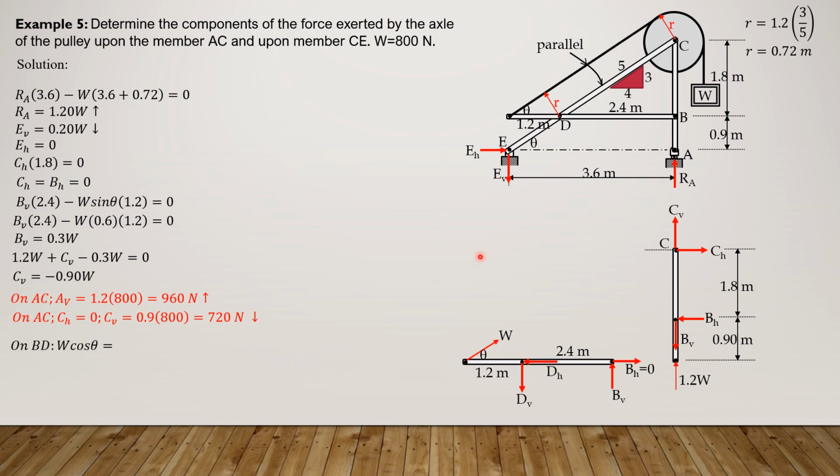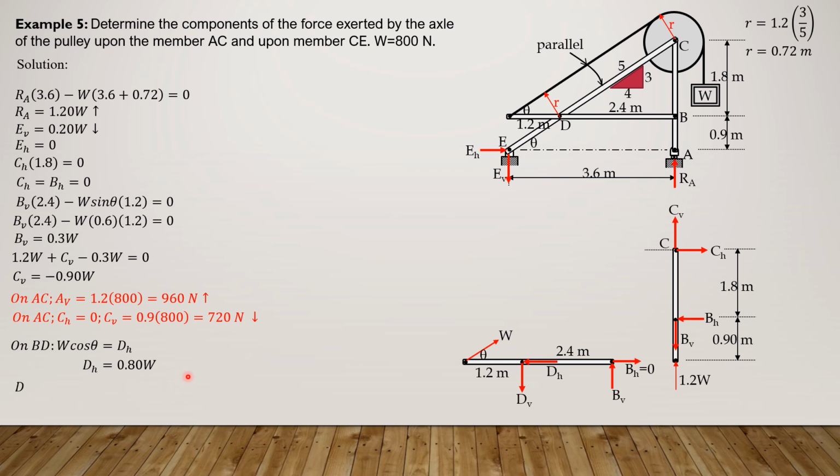So let's solve first the DH, summation forces horizontal equals 0. So W cosine theta minus DH equals 0. So DH is equal to 0.8 W because cosine of theta is 4 over 5 or 0.8.